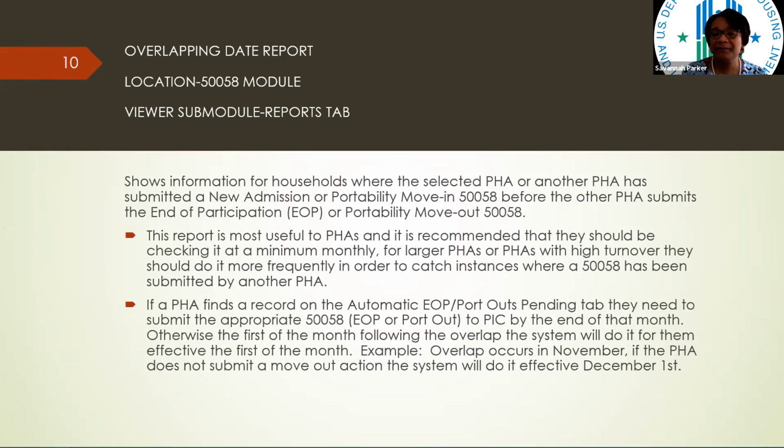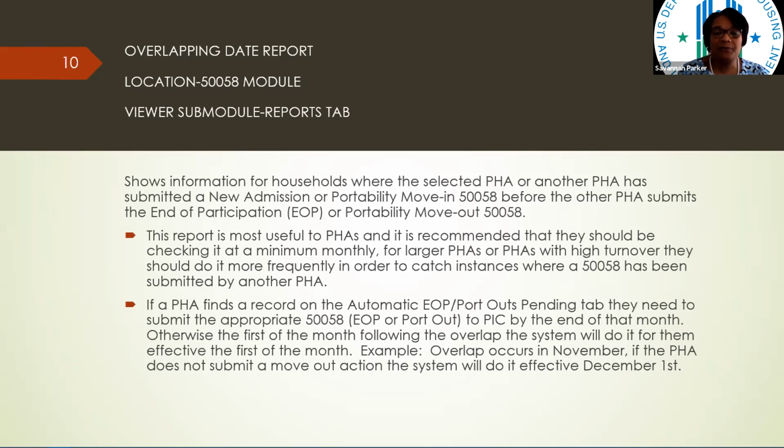What happens is the receiving or new housing authority that's going to move them in leases them up. They should be doing their checks. They should be looking into PIC, and they should be looking into EIV to see if that tenant is leased up somewhere else. They should be looking at the EIV existing tenant report to see if that tenant does live somewhere else. But sometimes they don't do that.